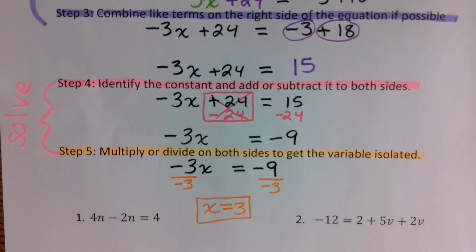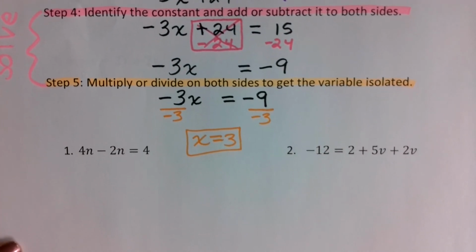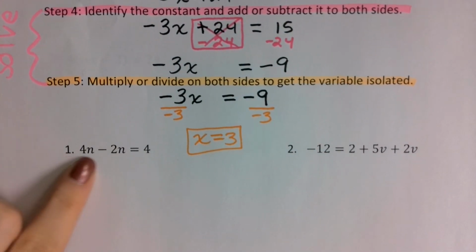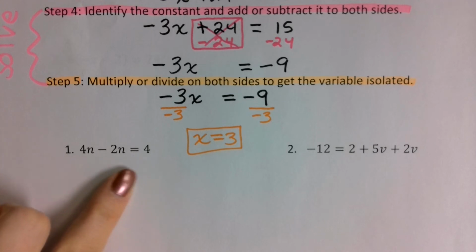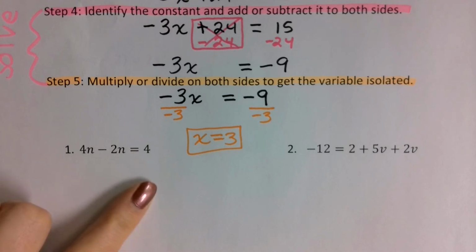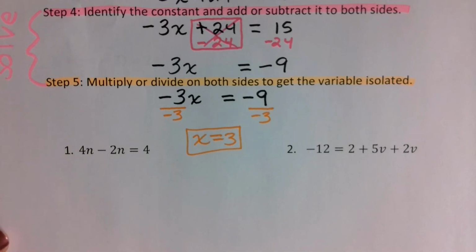So let's take a look at a couple of practice problems together. For problem number 1, do we have any distributive property? No. There is no distributive property. There's nothing that we can distribute by. What's wrong?